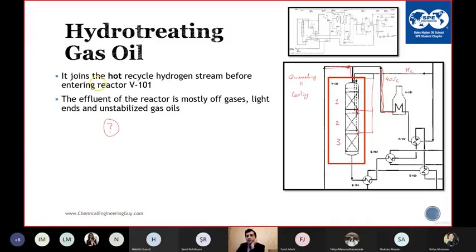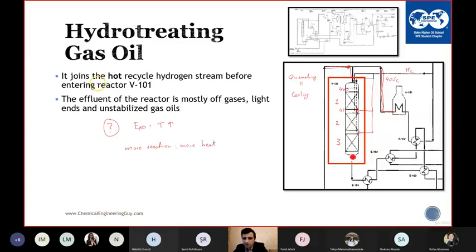What type of reaction do we have in hydrotreating? Exothermic or endothermic? Exothermic. Exactly. What happens when we have an exothermic reaction? Heat will be released. Yes, temperature increases. So let's say we have 400 here, and 430 here, and more reaction means more heat.